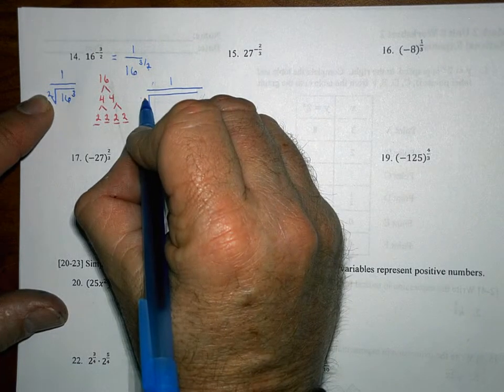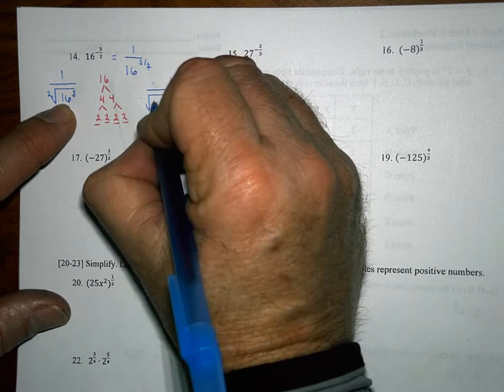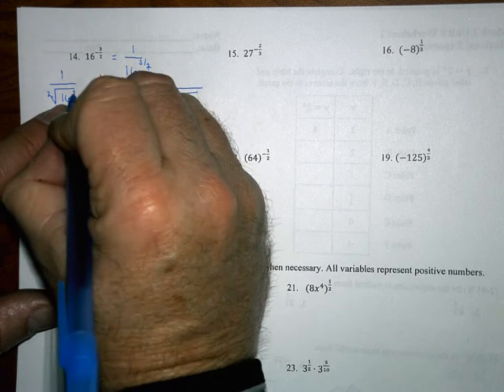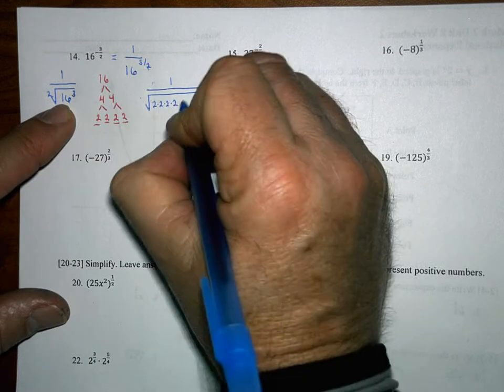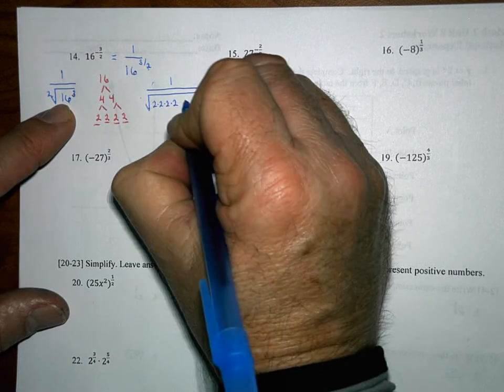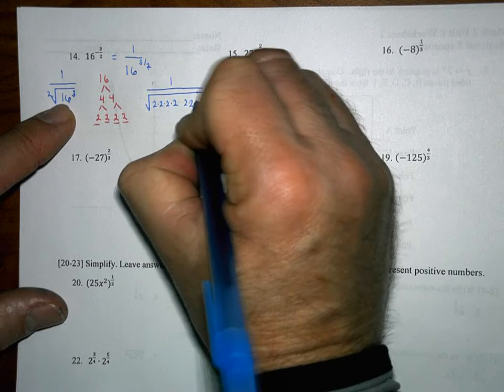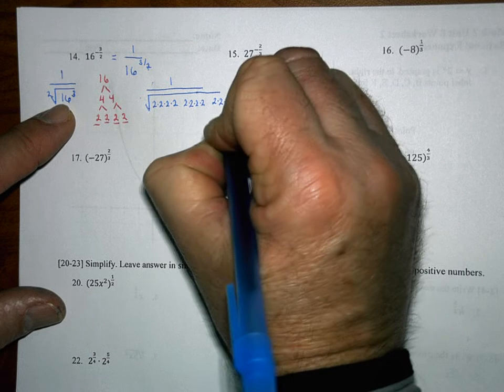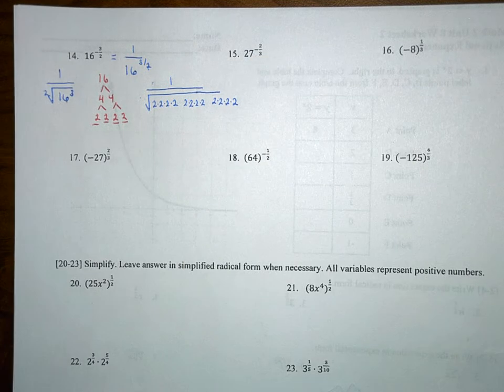The index is 2. I'm not going to write that. It's implied. A 16 becomes 2 times 2 times 2 times 2. But I'm going to have 3 of those because my exponent is 3. So I need to have another 2 times 2 times 2 times 2, and then a third 2 times 2 times 2 times 2.